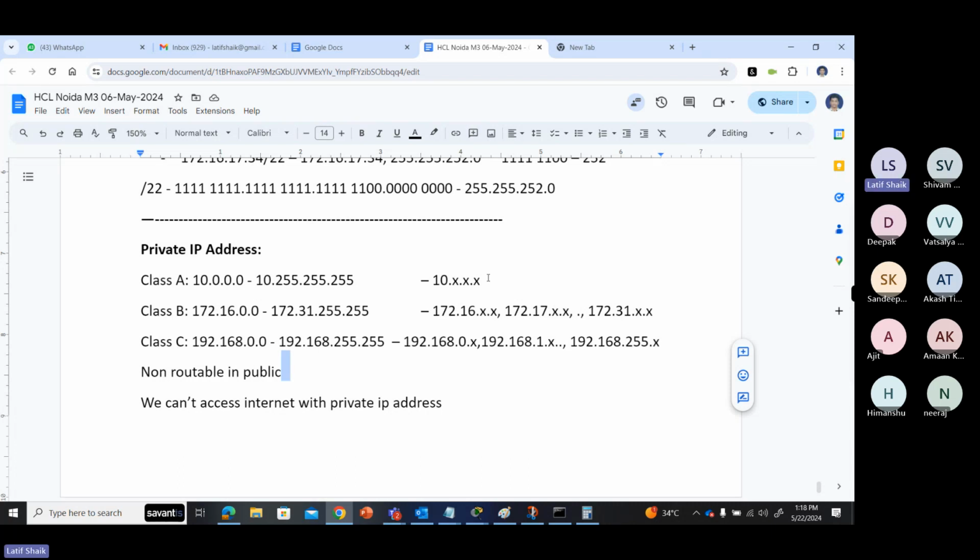Someone in their network can have the 172.16. Other people also have 172.16. In your home also you can create your own 172.16. But that is in their private network only. So it is not accessed by the public. It cannot be accessed directly by the public.